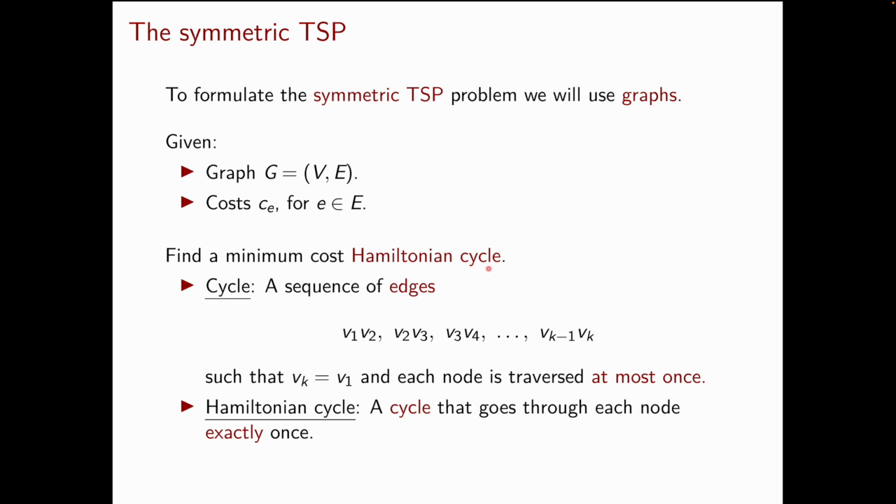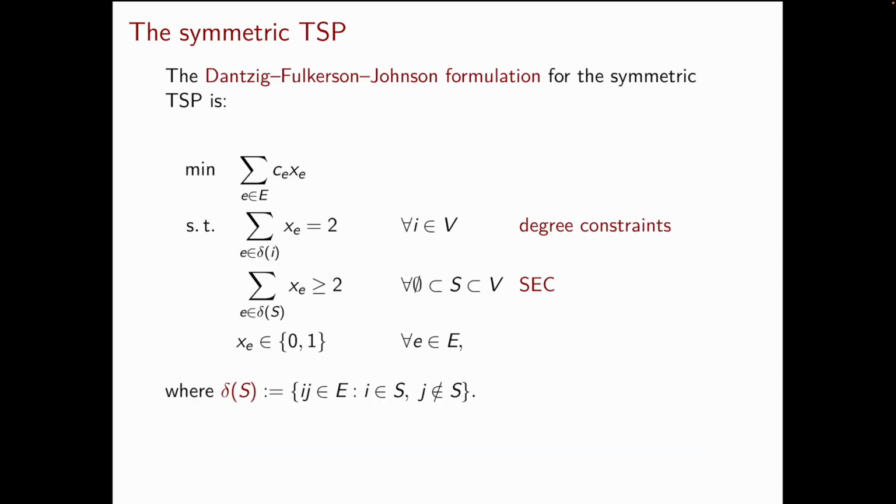However, our definition of Hamiltonian cycle is slightly different, because now we're talking about graphs instead of digraphs. So in a graph, a cycle is now a sequence of edges v1 v2, v2 v3, v3 v4, until v_{k-1} v_k. We must have that v_k is equal to v1 and every node is traversed at most once. So it really is the same definition as the definition of cycles for digraphs, but here we have edges rather than arcs. Similarly, a Hamiltonian cycle in a graph is a cycle that goes through each node exactly once.